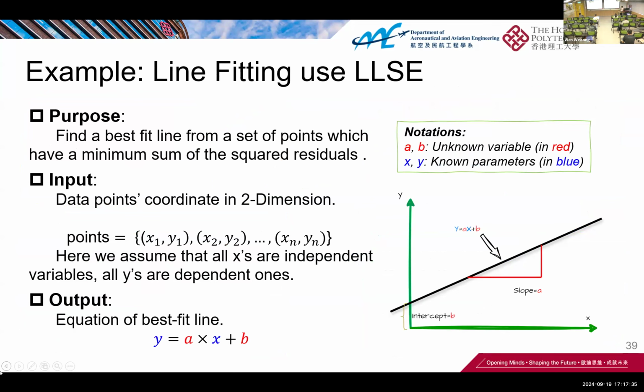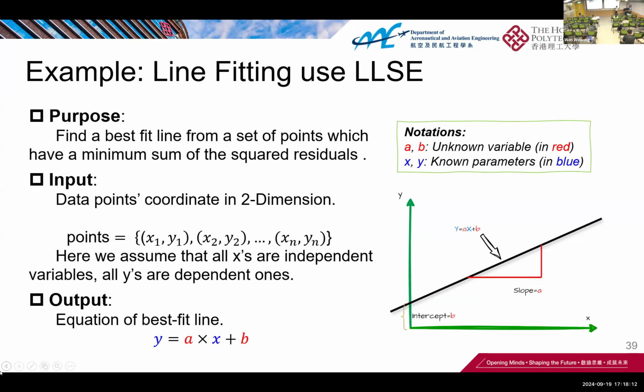For example, if this is a line and we provide a series of points, the purpose is to find the best fit line from a set of points which has a minimum sum of square residuals. The residuals mean the errors. For example, we have a series of points. The distance from a point to this line is called the residual. You can call it errors as well. So for the data points, we provide a series of points in 2 dimensions, x1, y1, and a lot of points placed in different locations.